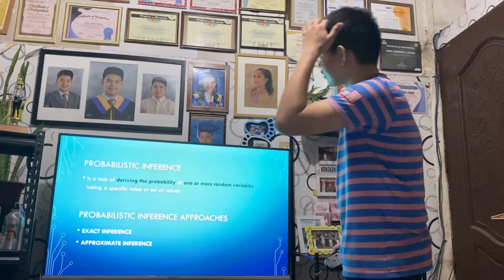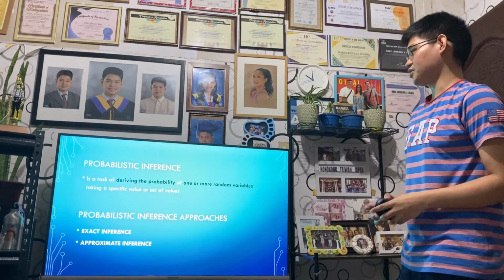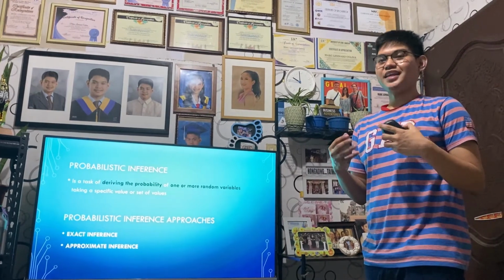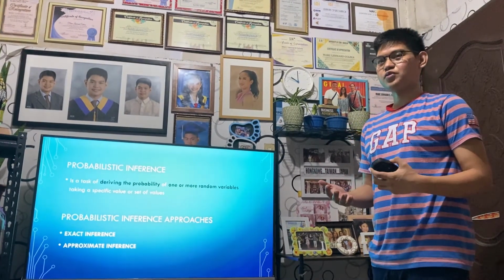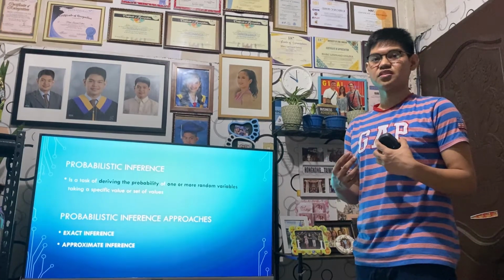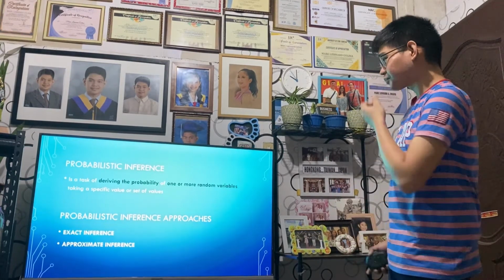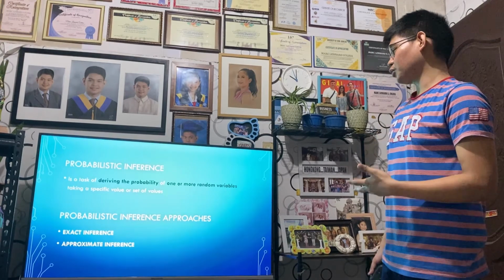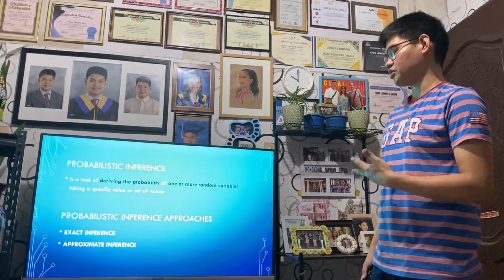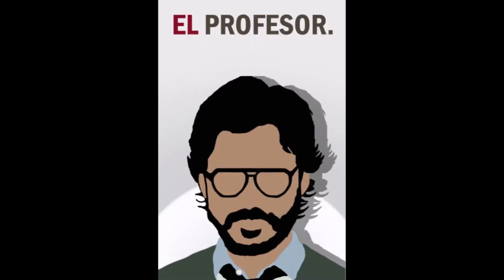Moving forward, we have probabilistic inference. Probabilistic inference is the task of inferring an insight from a graph. Meaning this is the time where we get the answers from the graph, right? There are two approaches to probabilistic inference: exact inference and approximate inference.